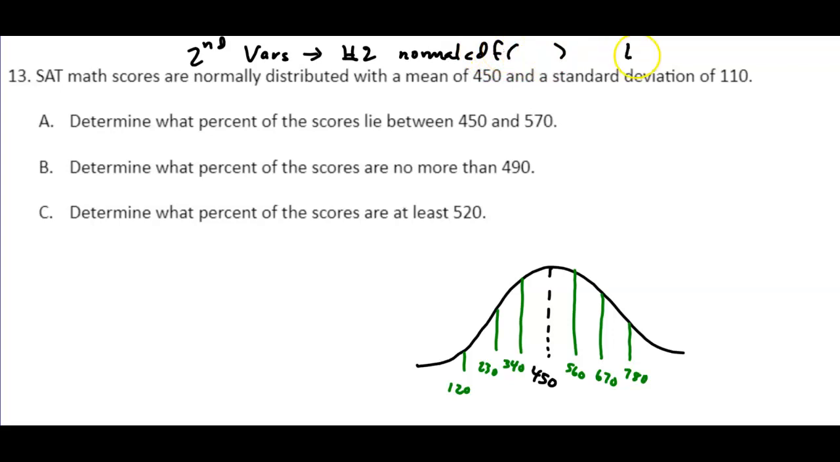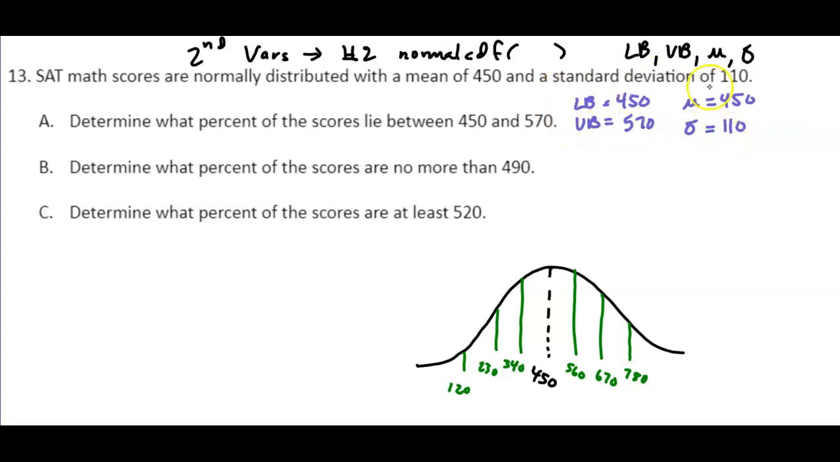And those values are the lower bound, the upper bound, the mean, and the standard deviation. So let's take a look at the first one. We want the percent of scores that are between 450 and 570. In this case, our lower bound is 450. Our upper bound is 570. Our mean was given as 450 and our standard deviation was given as 110. These two values, the mean and standard deviation, are not going to change for the other examples, so I will not write them again, but we will use 450 and 110 for the remaining two as well.